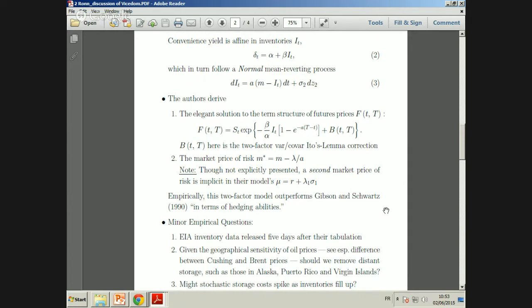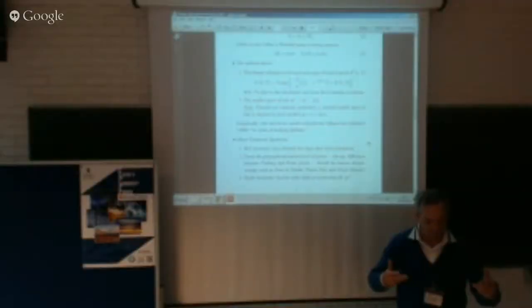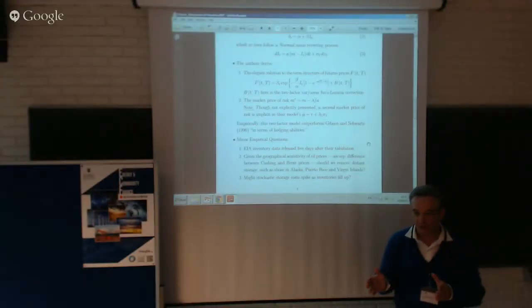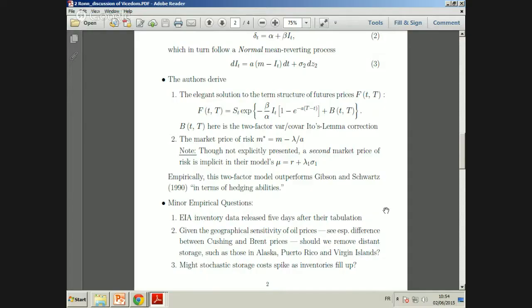Let me raise a couple of minor empirical questions before I go on to the theory. The Energy Information Administration releases inventory data 5 days after tabulation. So there's a little bit of a time issue between when they collect the data and when they publish it. It's something that one should at least mention or take into account. One of the things that was correctly excluded was the Strategic Petroleum Reserve, which presumably the market does not have access to.